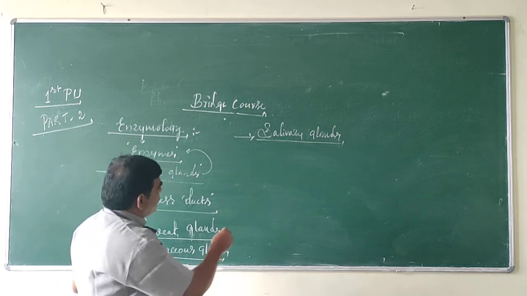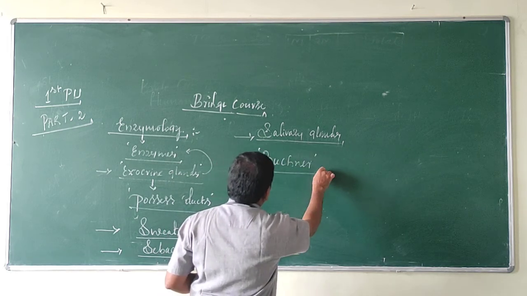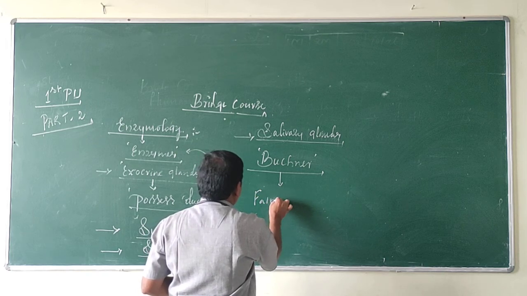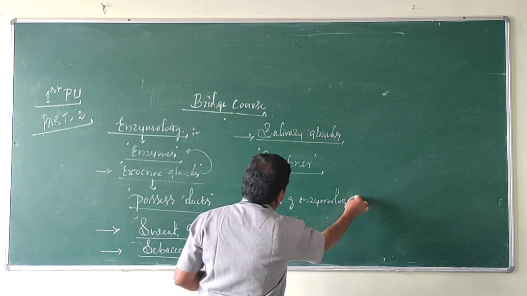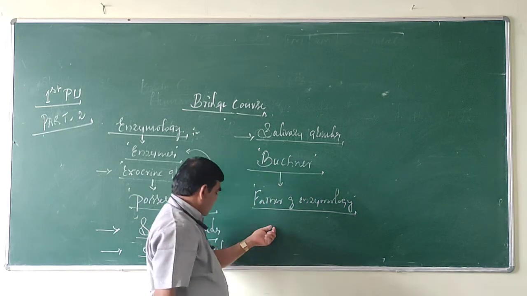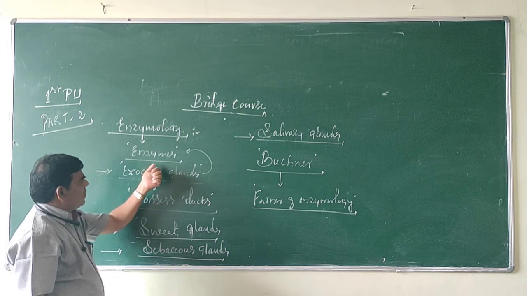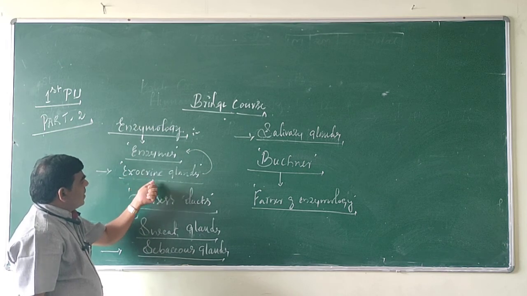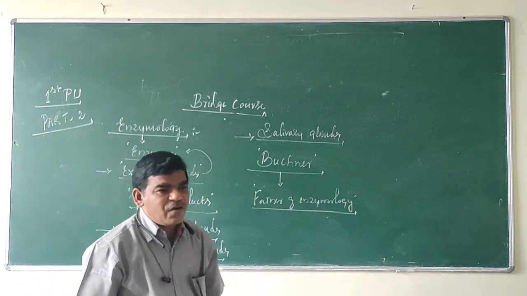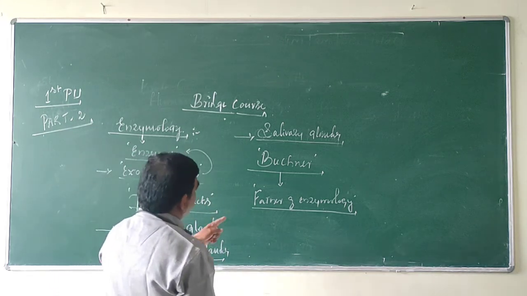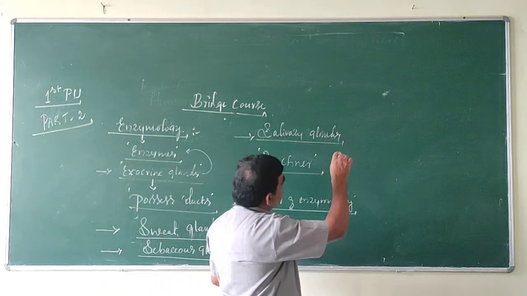Buchner is considered the father of enzymology. Enzymology deals with the systematic study of enzymes. Exocrine glands secrete enzymes, they possess ducts, and examples are sweat glands, sebaceous glands, and salivary glands. Buchner is considered the father of enzymology.